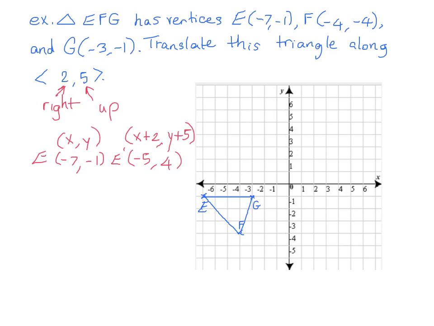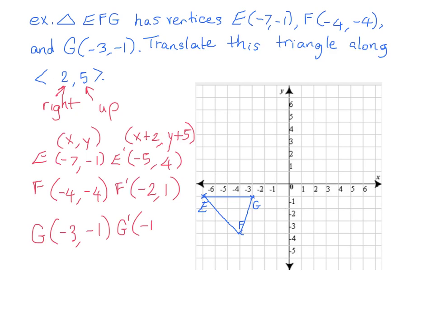And we go ahead and do that for each of our points. So F was -4, comma -4. And so for F prime, again, we're adding 2. So we get -4 plus 2 is -2, and -4 plus 5 gives us 1. And we do the same thing for G. G was originally -3, comma -1. And for G prime, we're adding 2. So -3 plus 2 gives us -1. And -1 plus 5 gives us 4. So those will be all our new points, the points over here.